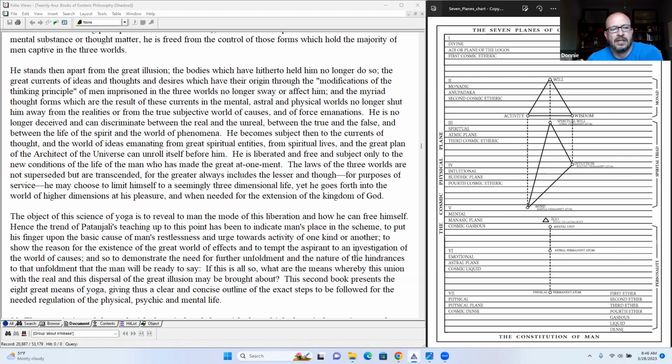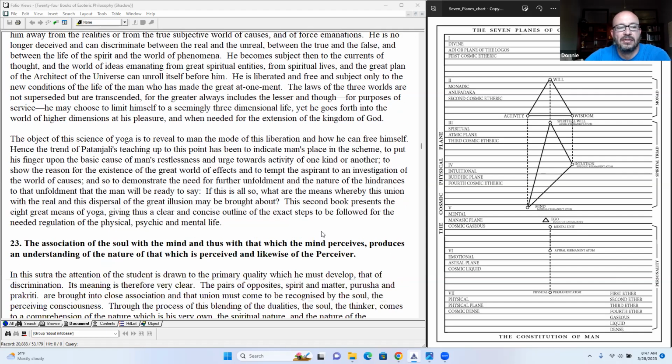All right, so the object of this science of yoga is to reveal to man the mode of this liberation and how he can free himself. Hence, the trend of Patanjali's teaching up to this point has been to indicate man's place in the scheme, to put his finger upon the basic cause of man's restlessness and urge towards activity of one kind or another, to show the reason for the existence of the great world of effects, and to tempt the aspirant to an investigation of the world of causes, and so to demonstrate the need for further unfoldment and the nature of the hindrances to that unfoldment, that the man will be ready to say, if this is all so, what are the means whereby this union with the real and this dispersal of the great illusion may be brought about?